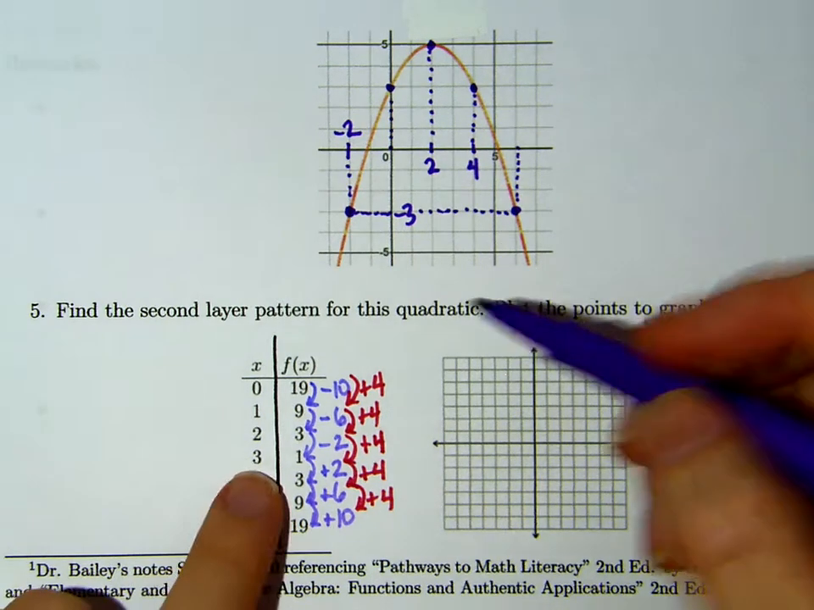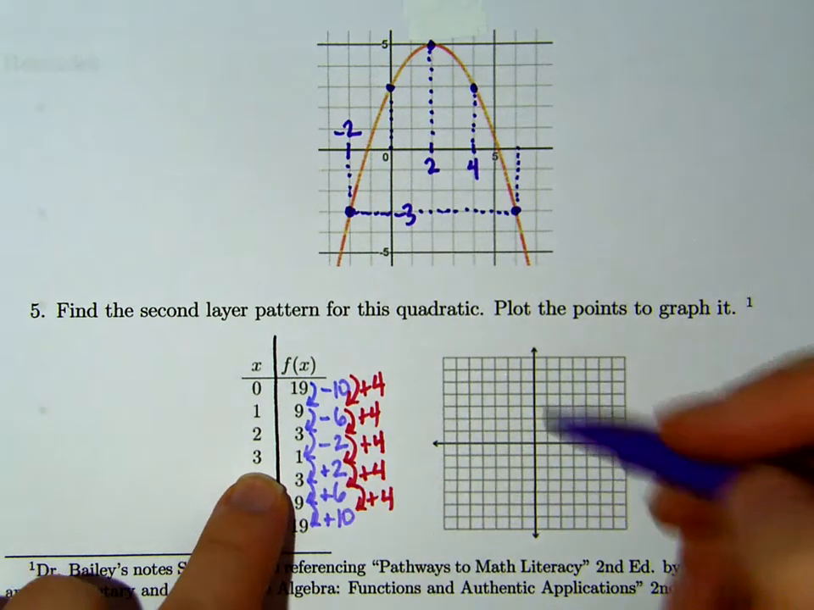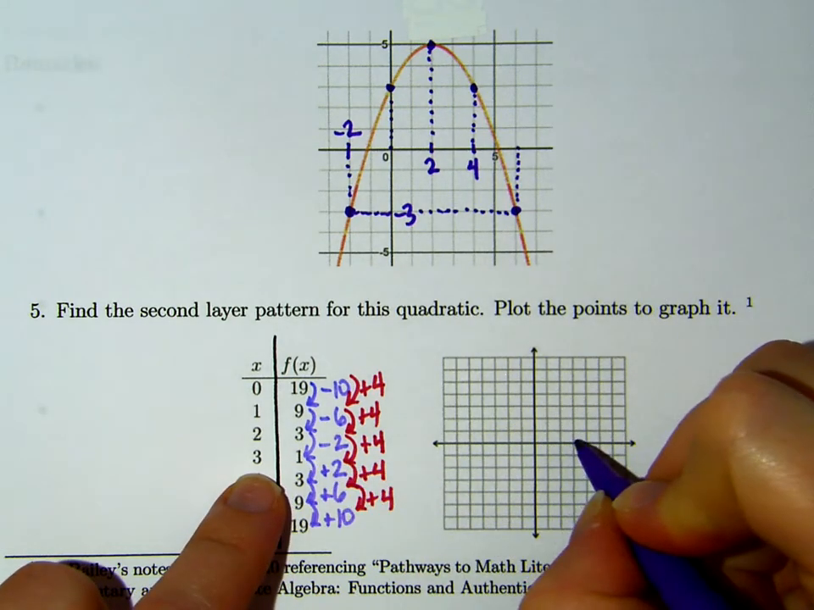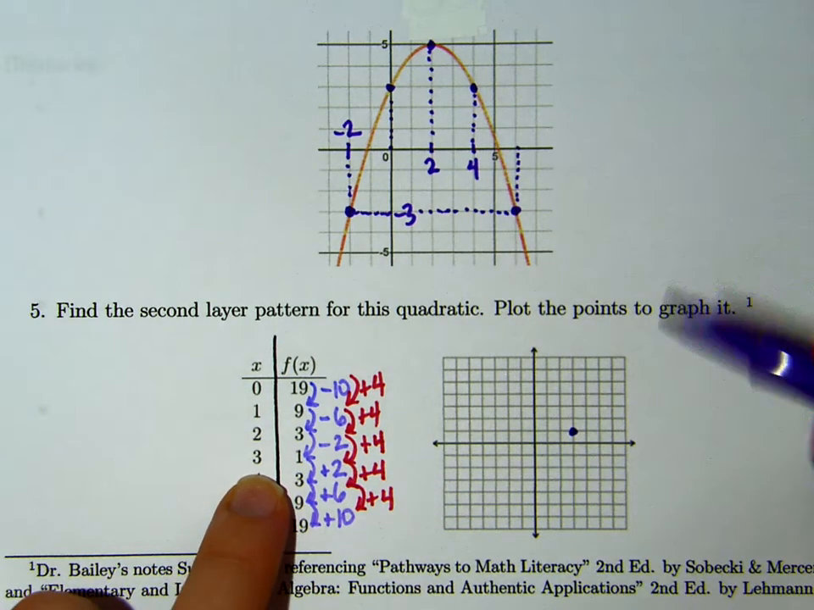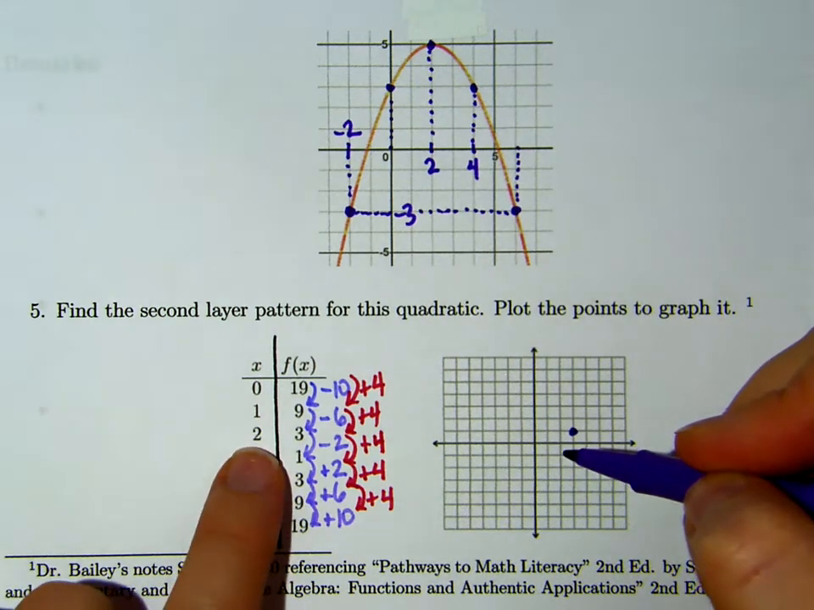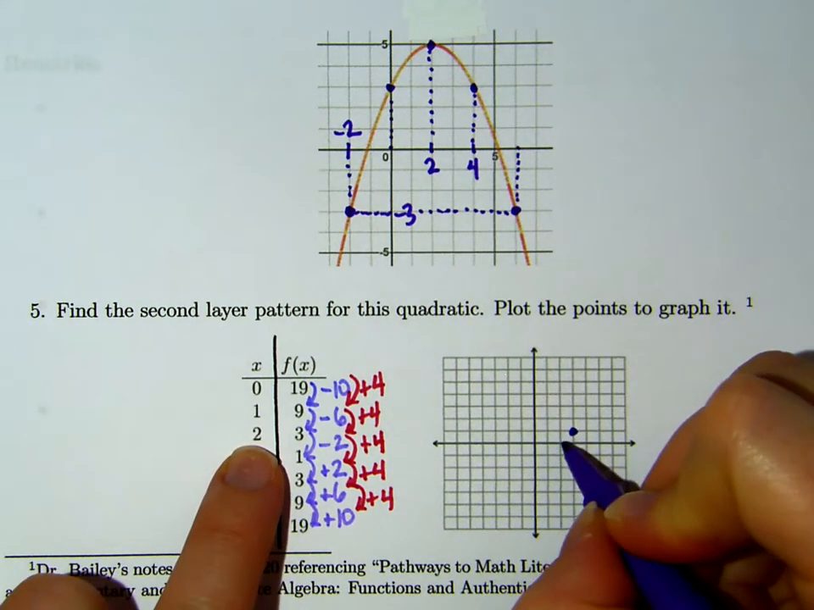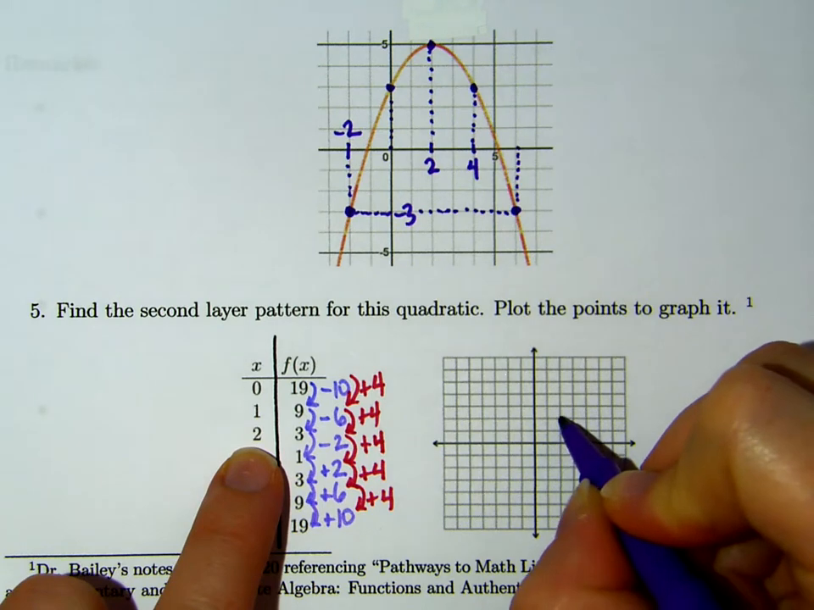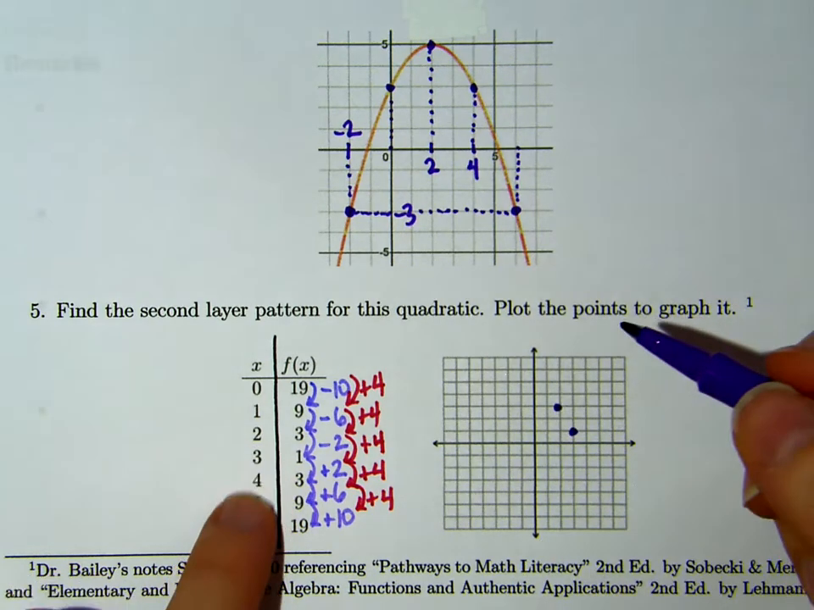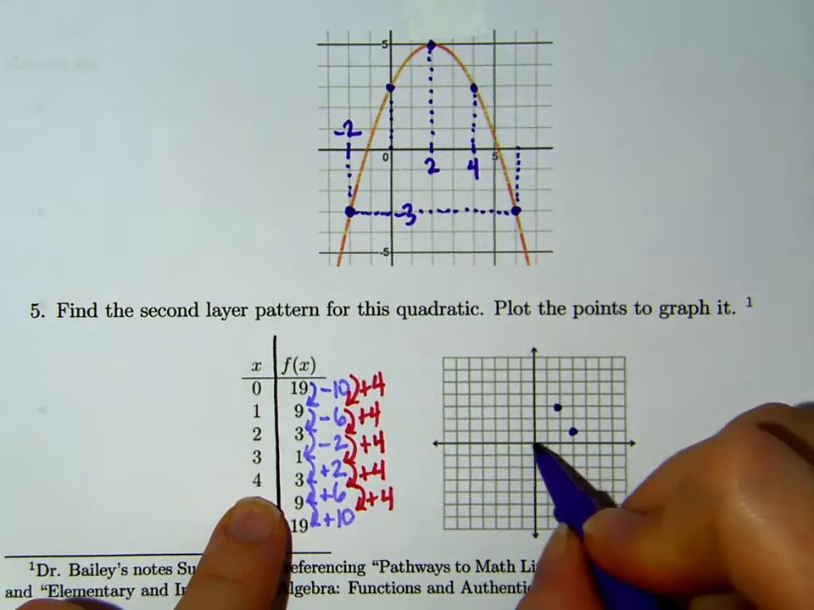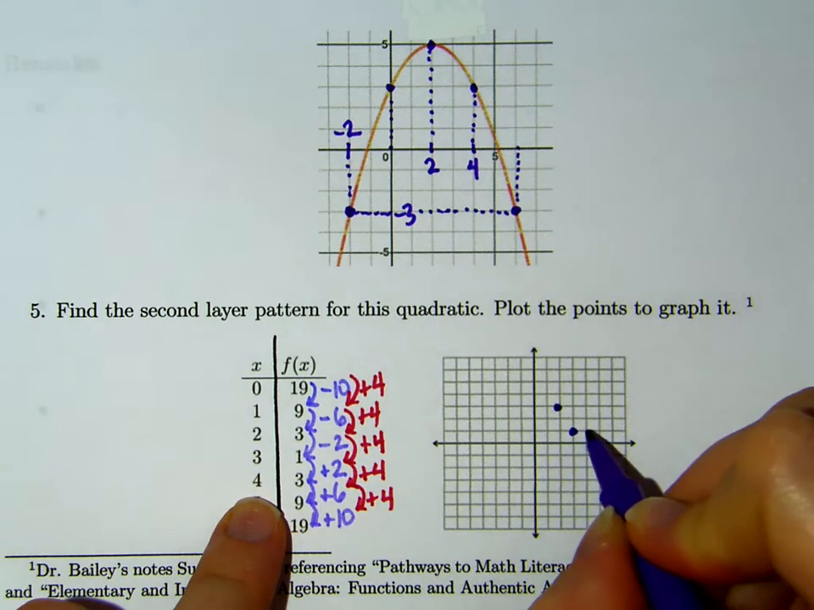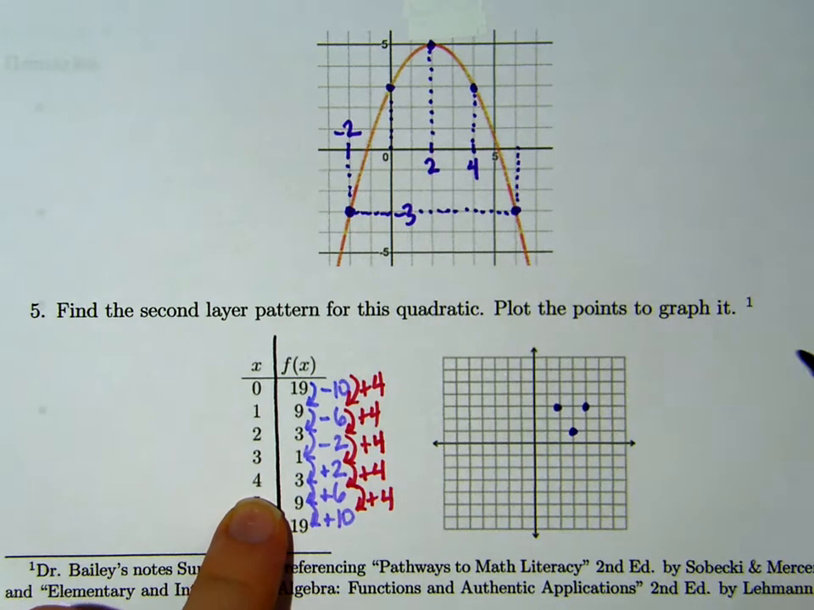I think I'm going to start here at 3, 1. So 1, 2, 3, up 1. 3 to the right, up 1. 2 to the right, up 3. 1, 2, 3. Got it. 4 to the right, up 3. 1, 2, 3, 4. 1, 2, 3. Got it.